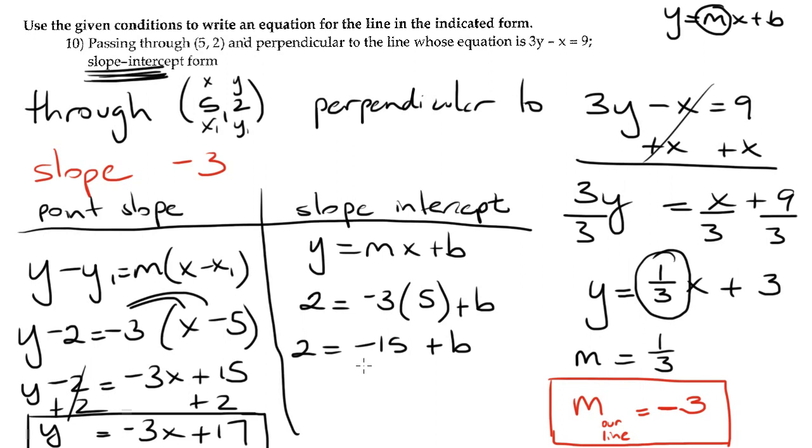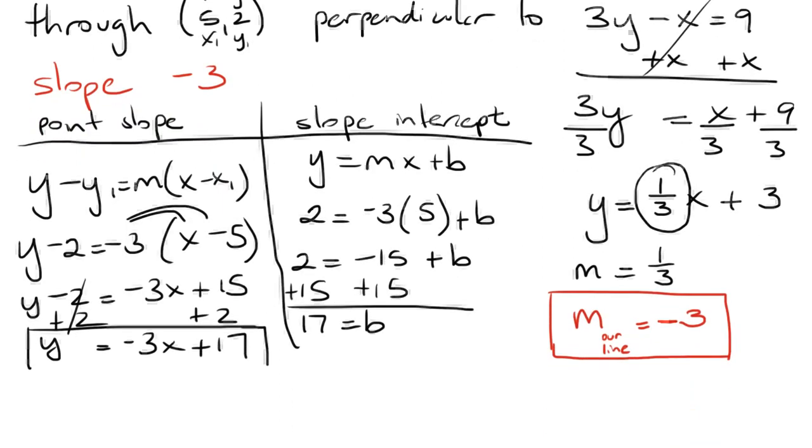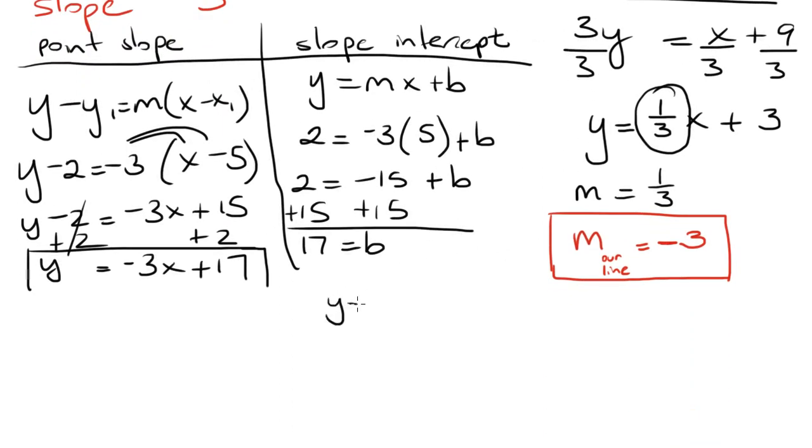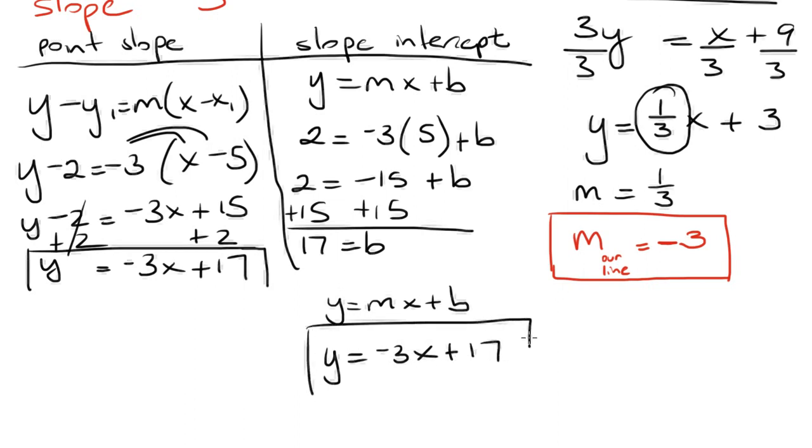All right. We're solving for b. So b equals 17. And if b equals 17, we can write the equation just like on the left side. y equals mx plus b form. That's my slope-intercept form. y equals -3x plus 17. We get the same equation, same form as we got before. So 2 ways you can think about that.